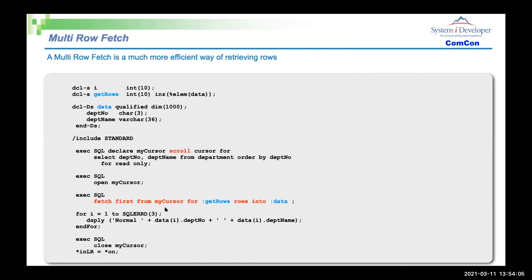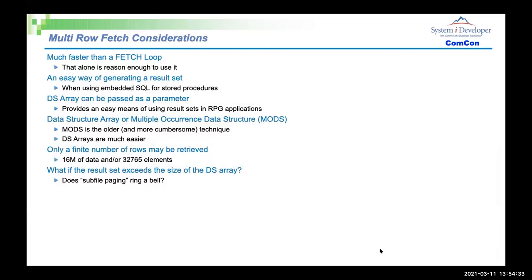So 32 odd thousand is still the maximum number of elements that you can have. But again, especially in an interactive environment, why would you want to fetch more than 32,000 rows at a time? Okay, so what do we need to do if there are going to be more than, in this case, 1,000 rows in a result set?